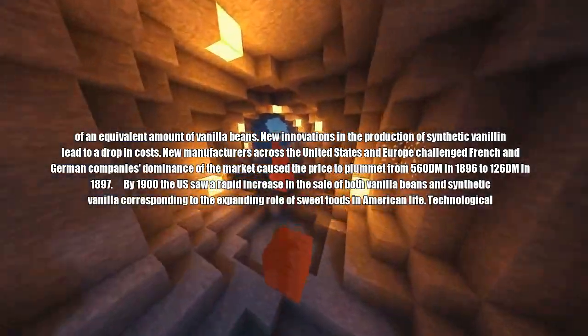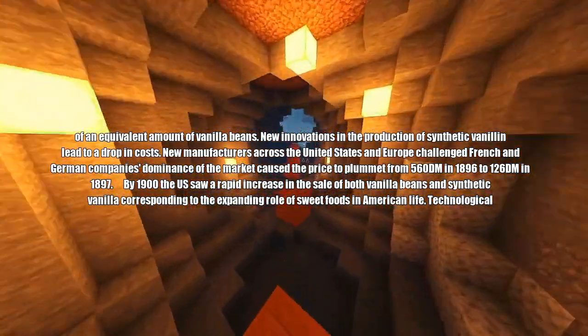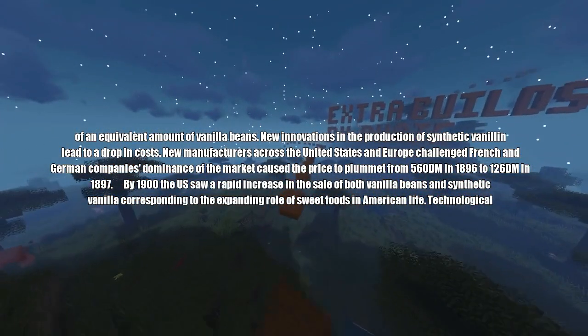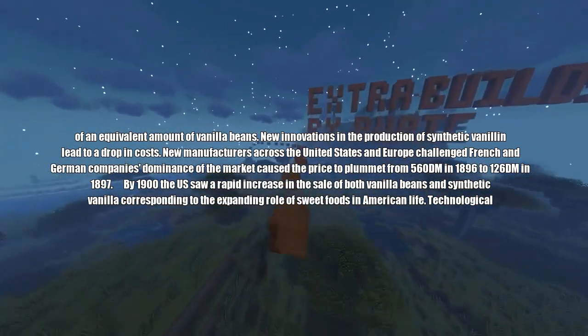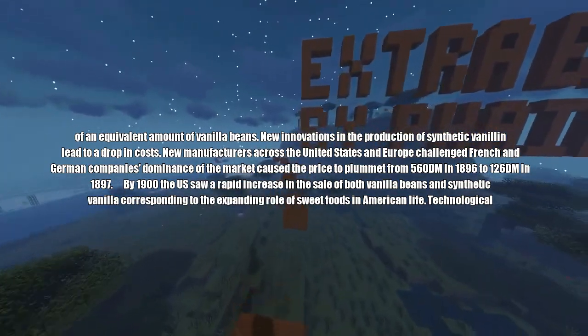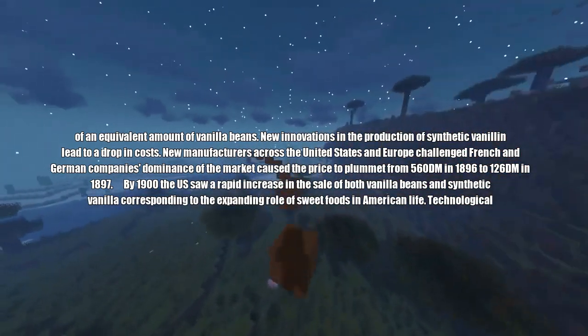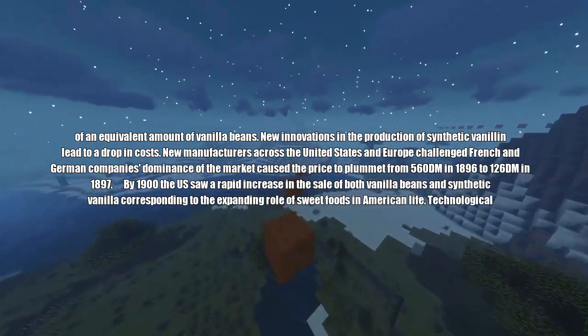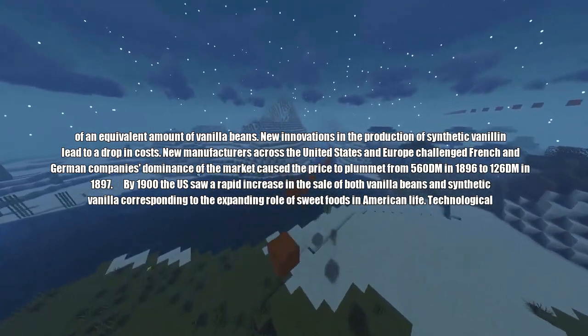New manufacturers across the United States and Europe challenged French and German companies' dominance of the market, causing the price to plummet from 560 DM in 1896 to 126 DM in 1897. By 1900, the U.S. saw a rapid increase in the sale of both vanilla beans and synthetic vanilla, corresponding to the expanding role of sweet foods in American life.